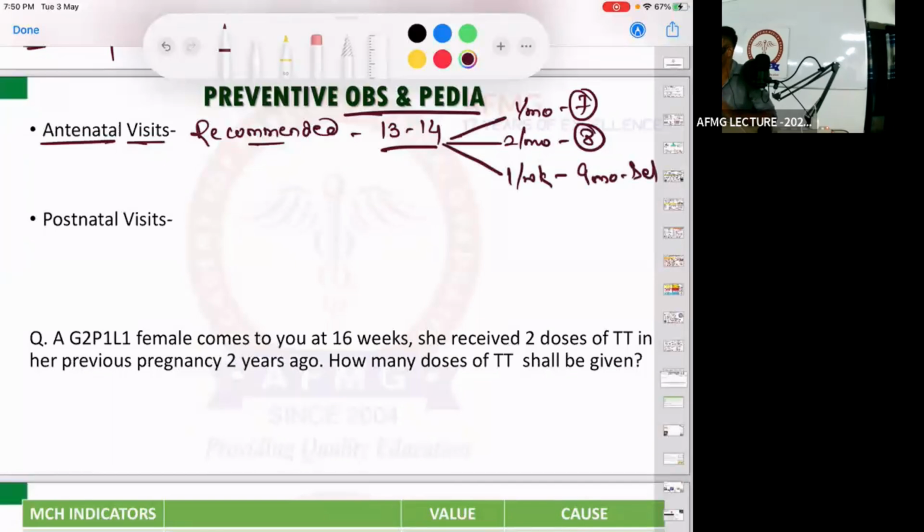So what are the recommended number of antenatal visits? Recommended antenatal visits: in the first 7 months once every month, in the 8th month twice a month, in the 9th month onward once every week. Okay.